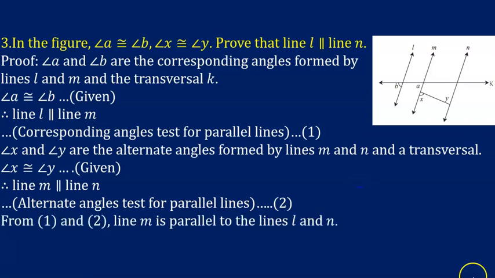This is the second one. Now in the first case, line L is parallel to line M, and in the second case, line M is parallel to line N. Here line M is common, and therefore line L is parallel to line N, and this we have proved. Therefore from 1 and 2, line M is parallel to both the lines, line L as well as line N. It means that line L is parallel to line N.